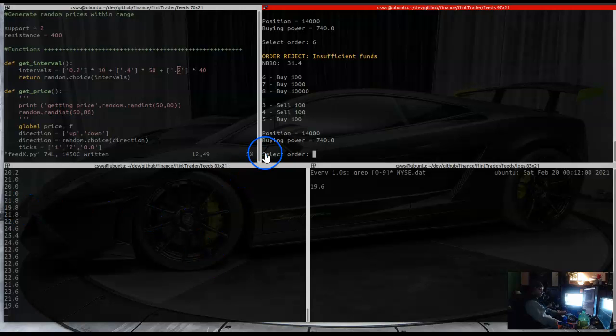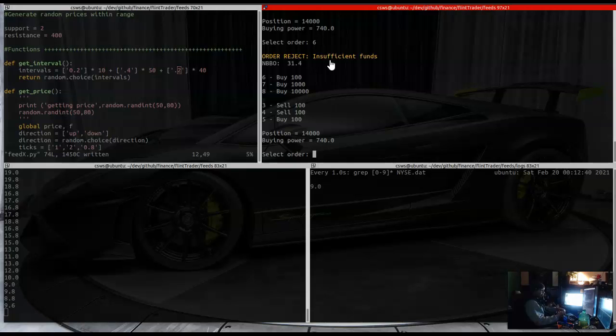Right now what you see here is my position, so how many shares I have, and the buying power is how much cash I have. On top you see the NBBO, National Best Bid and Offer, so that's basically the quote. And I also incorporated some rejects. So basically I restricted your transactions based on how many shares you have in the case of a sell order and how much cash you have in the case of a buy order.